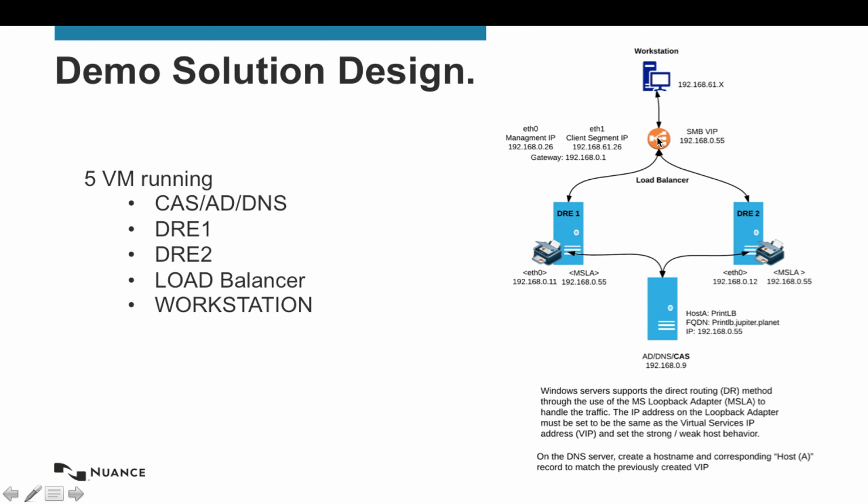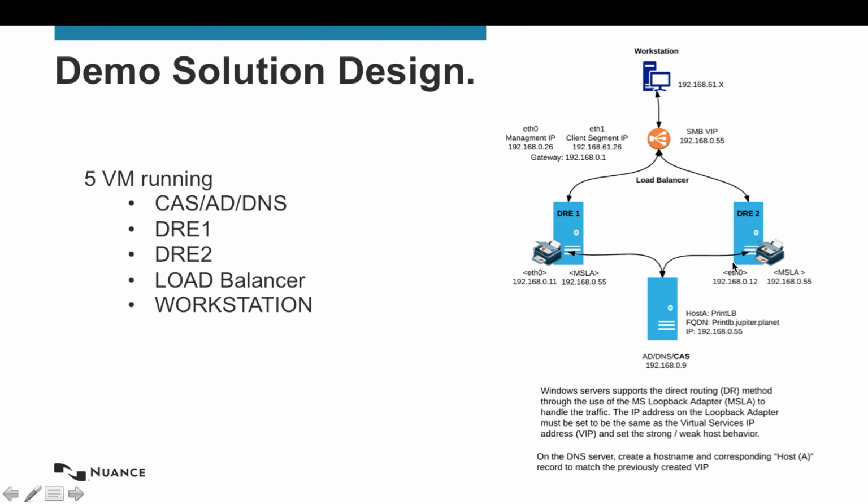The network load balancer also has two other IP addresses. 192.168.0.26 on Ethernet 0, which is the management IP. This is where I will log in to manage the VIP and to configure the load balancer. And on Ethernet 1, I have a segment which is pointing towards the client subnet where all the clients are, which is 192.168.61.x. So the load balancer has an IP of 192.168.61.26, which is in the segment where it will be interacting with the clients to accept the print jobs.